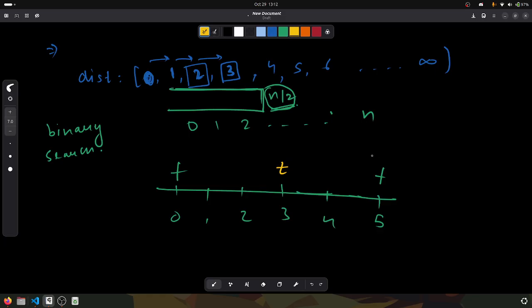So if there is an arrangement where the minimum distance possible is 2, then there are arrangements corresponding to minimum distance 1 and 0 as well. So we don't really need to check for the smaller numbers. If n by 2 is possible, then we only need to check for the answer in this range.